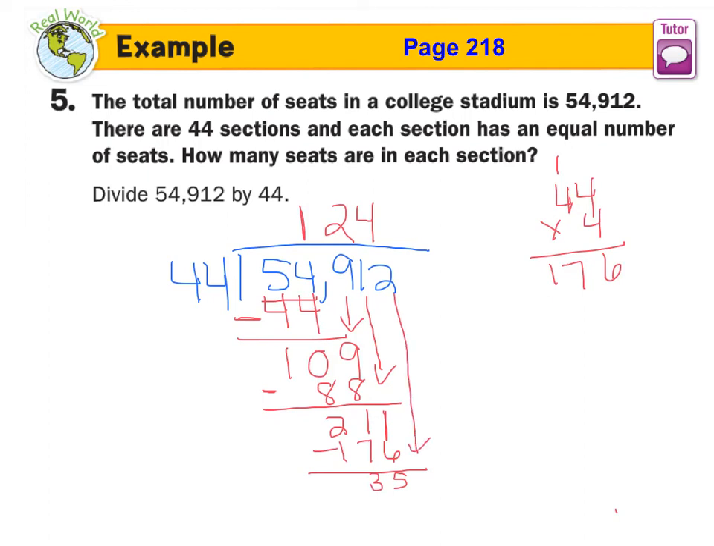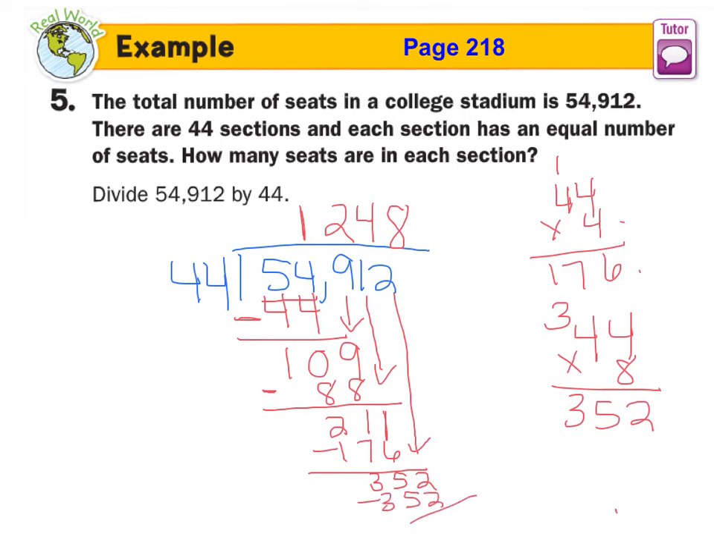I'm running out of room on my slide. A 2. 44 goes into 352. I know that if 44 times 4 was 176, I'm probably going to be able to do twice that much. I'm going to check an 8. 8 times 4 is 32, 32, 35, 352 exactly. Perfect. They made it work out nice and neat. So 8 times 44, 352. I subtract. I get 0. I'm finished.